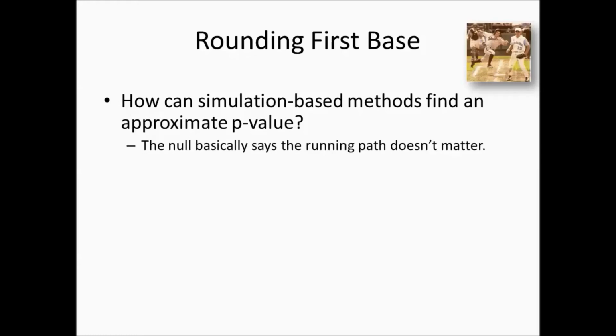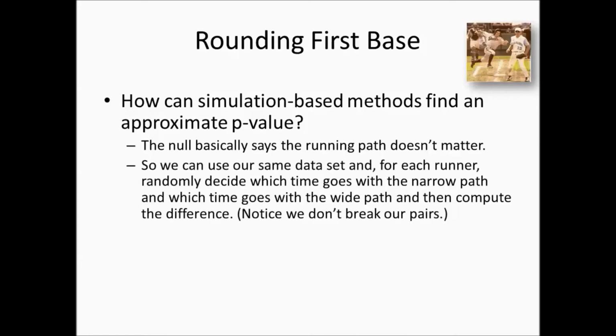So it doesn't matter which one we call the wide angle time and which one we call the narrow angle time. The two times are completely interchangeable. So we can use our same data set and for each runner randomly decide which time goes with the narrow path and which time goes with the wide path, and then compute the differences. Notice we don't break our pairs here.